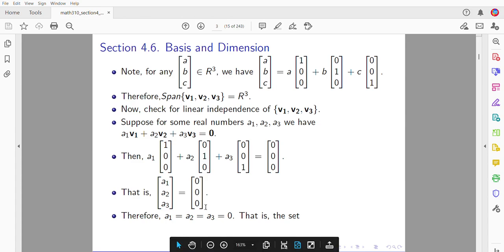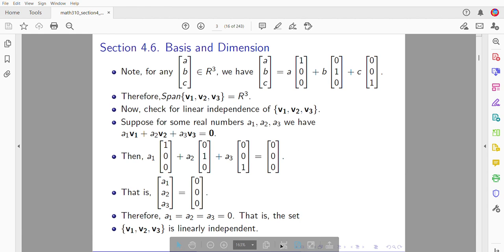That is, we started with a linear combination of these three vectors resulting in the zero vector. What is our conclusion? The coefficients have to be 0. That's the only possible solution. Therefore, the set is linearly independent. So you have the span and you have the linear independence. Hence, the set v1, v2, v3 is a basis of R3.